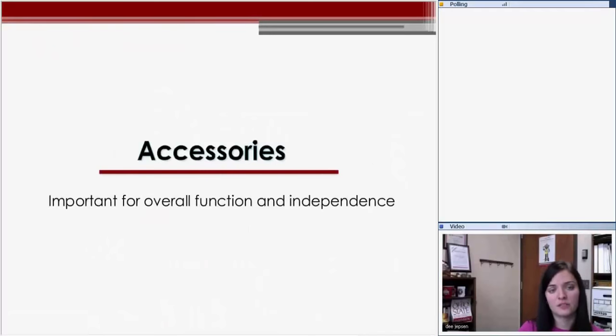Next, we're going to talk about some accessories. So once you find the chair that's best for you, there may be some other specialized needs you have that the chair can't fulfill. So you can always think about adding different accessories to the chair that can help improve your overall function and independence in the chair.